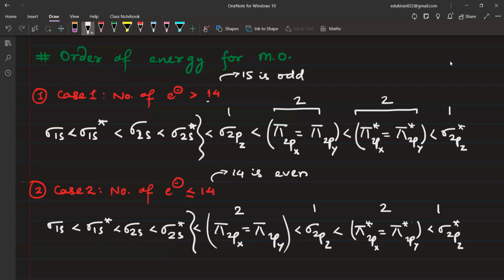If the number of electrons is greater than 14, that means 15, 15 is odd, so you will remember odd means 1, right? So you will do 1, 2, 2, 1, 1, 2, 2, 1. In the case of 14, if it is equal to 14, then you remember 14 is even. That is why it will be 2, 1, 2, 1. So you practice this a bit, and once you make these case 1 and case 2 on your own, remembering 1, 2, 2, 1 and 2, 1, 2, 1, then it will be easy for you.